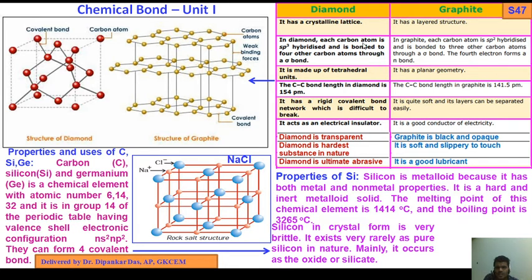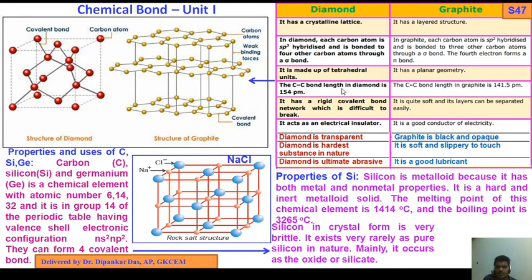In diamond, each carbon atom is sp3 hybridized and is bonded to 4 other carbon atoms through sigma bonds. In graphite, each carbon atom is sp2 hybridized and is bonded to 3 other carbon atoms through sigma bonds. The fourth electron forms a pi bond. Diamond is made up of tetrahedral units, while graphite has a planar geometry.